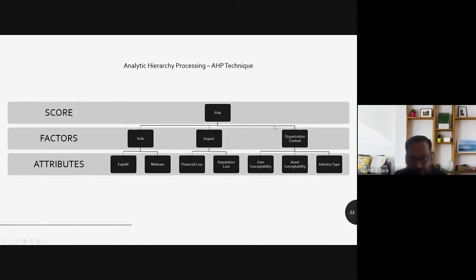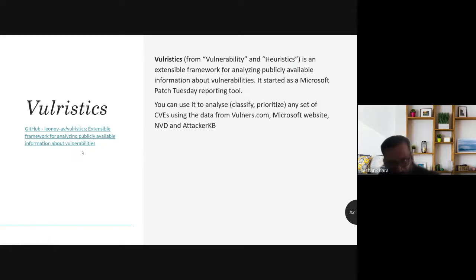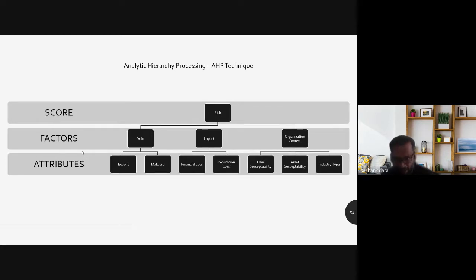But there are a lot of other factors you need to consider in order to prioritize the vulnerability in your organization's context. So Valristics, or whatever its name is, I don't know how to pronounce that, but going by the name, Valristics does not take your organization context. It's purely based on the vulnerability, impact, and exploit and such. But you need more comprehensive techniques that encompass other factors, like what is the impact of this vulnerability, what is your organization context, and then come up with some kind of risk score.